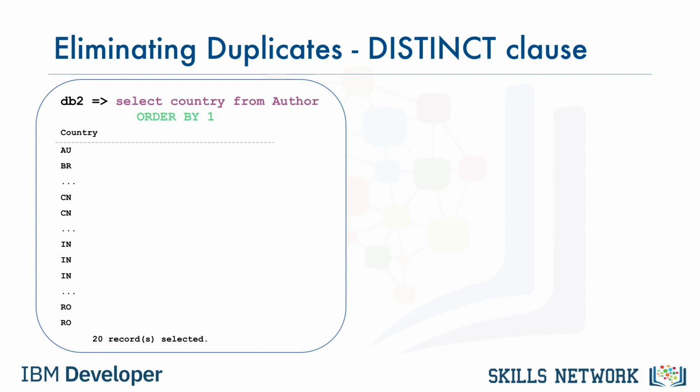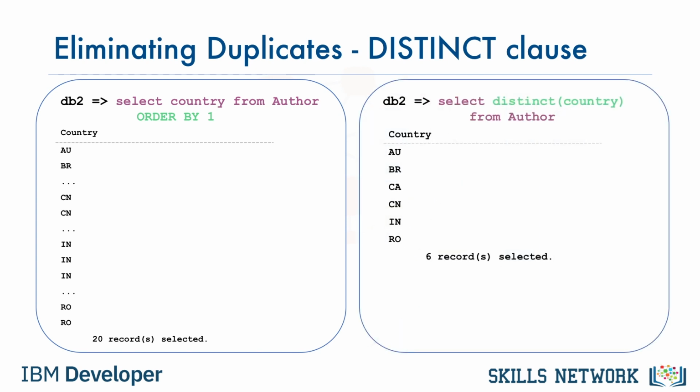In this case, the result set displays 20 rows, one row for each of the 20 authors. But some of the authors come from the same country, so the result set contains duplicates. However, all we need is a list of countries the authors come from. So in this case, duplicates do not make sense. To eliminate duplicates, we use the keyword distinct. Using the keyword distinct reduces the result set to just 6 rows.